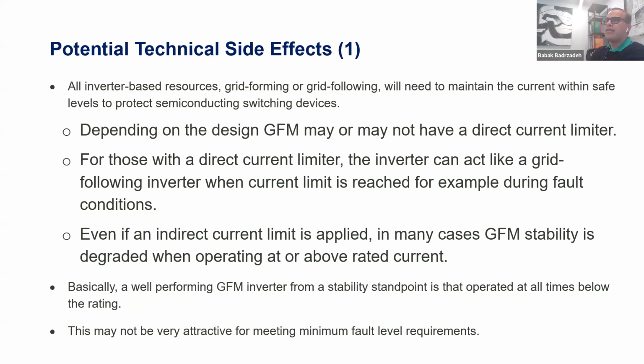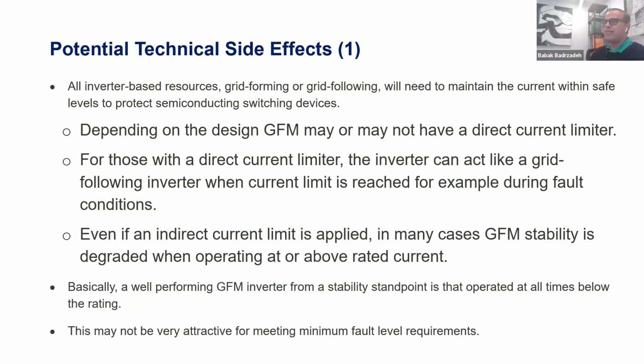One thing that remains the same, the semiconducting devices, whether IGBTs or silicon carbide or anything else, are the same, and they are very sensitive to high currents, even in a short time frame. Now let's consider two possibilities. If you were to have a device with direct current limitation, like I mentioned earlier, once this current limitation is hit, then it behaves like a grid following inverter.